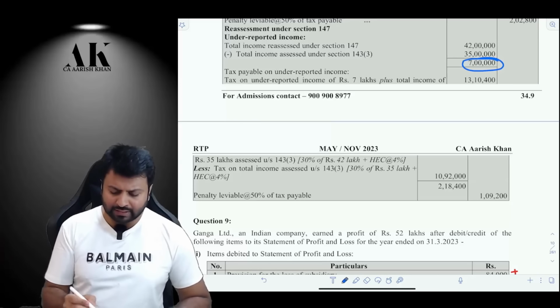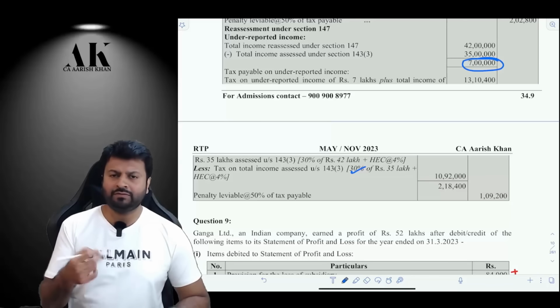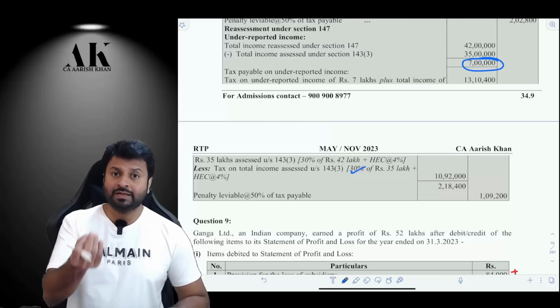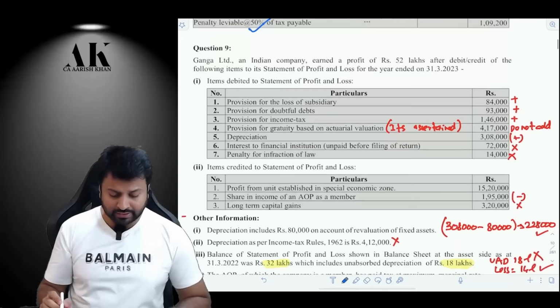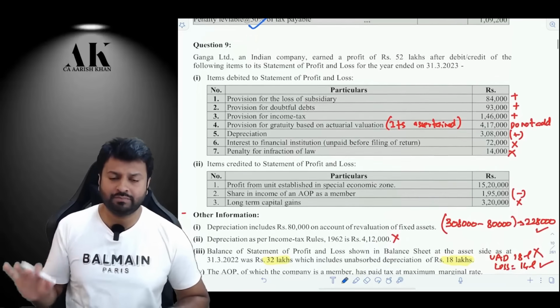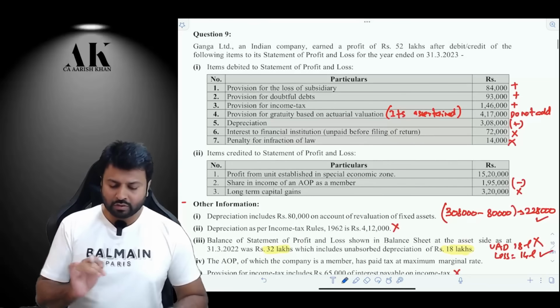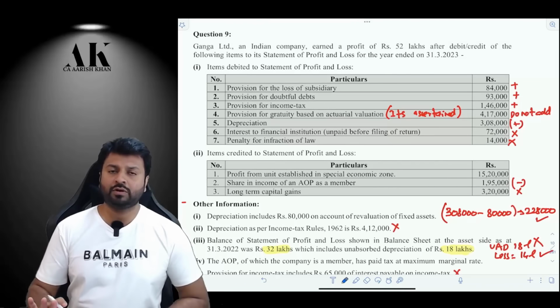Okay. After that, you will compute the tax, and tax is 30% for LLP, plus 4% cess. If surcharge is applicable, apply surcharge also. Then you will compute penalty at the rate of what? 50%, because this is not a case of misreporting, it is a case of underreporting. Question number 9 is based on MAT, book profit.